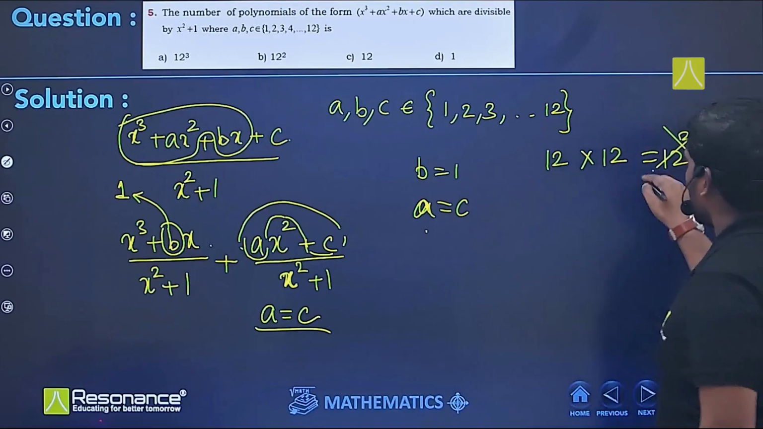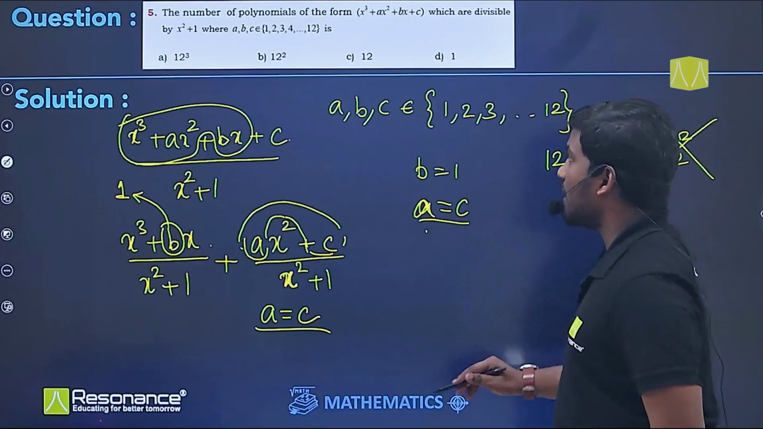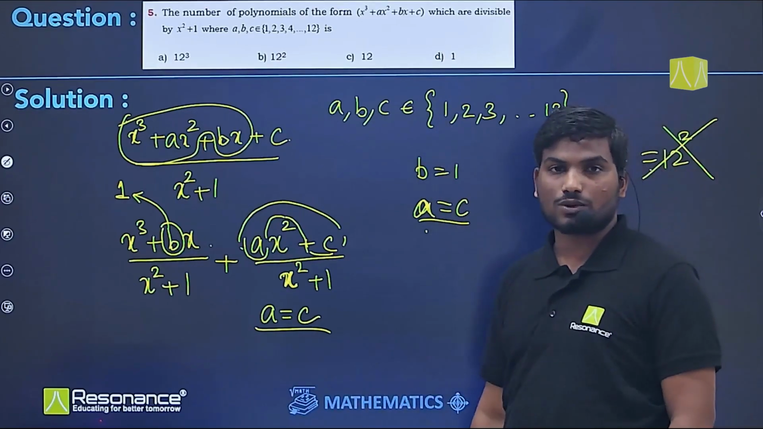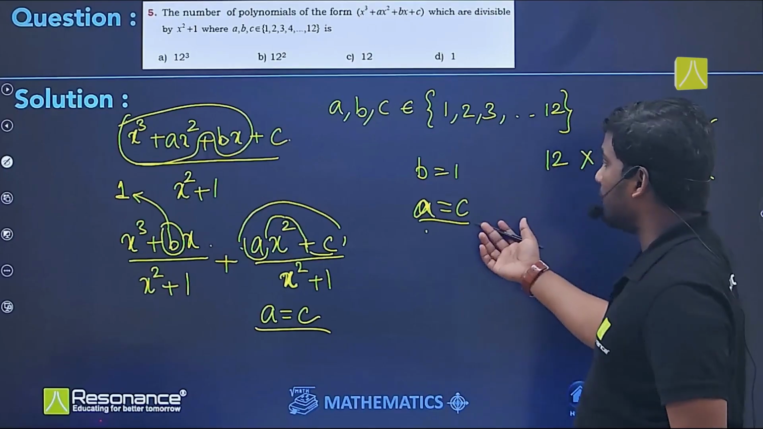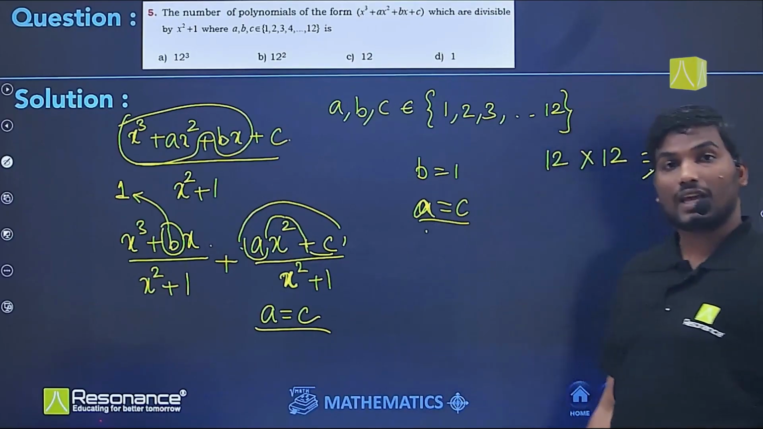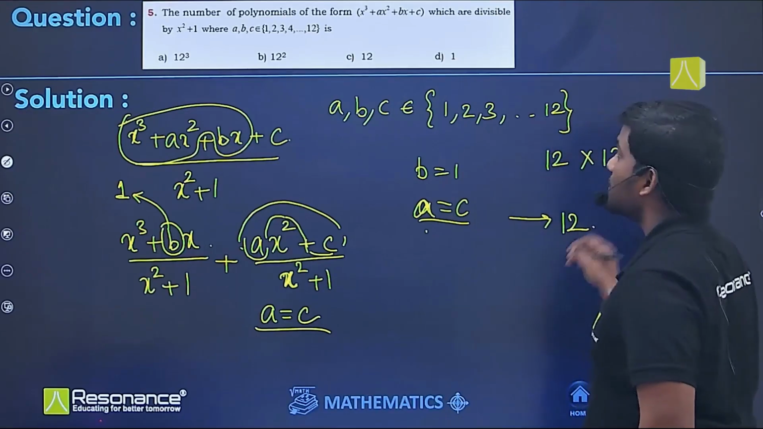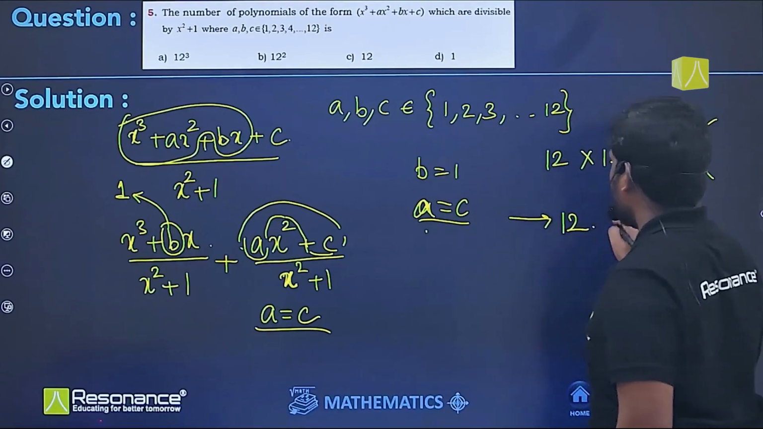But this is wrong, because a equal to c. When you choose a value for a, you are indirectly choosing the value for c also. Similarly, when you choose a value for c, you are indirectly choosing the value for a also. So there are only 12 possibilities. So there are only 12 polynomials.